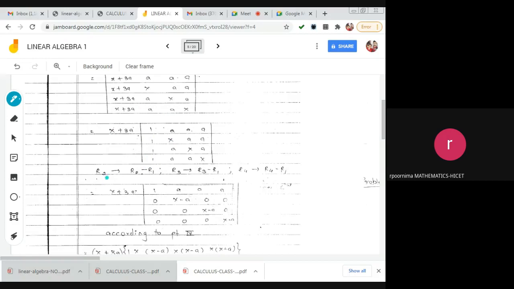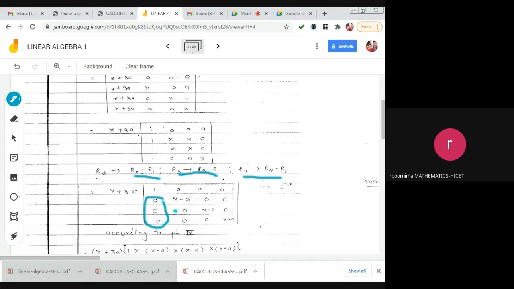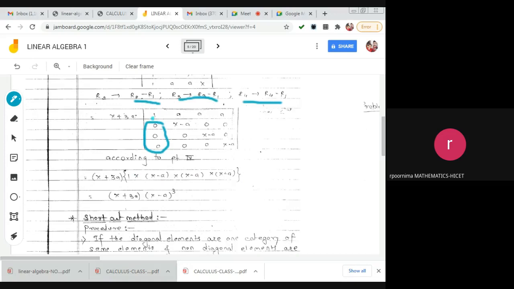Then you can apply the row operations. R2 goes to R2 minus R1. In a similar way, R3 goes to R3 minus R1. Then R4 goes to R4 minus R1. That is, you just make the elements in the first column 0. Okay, so you can expand with your first row term. So 1 into this 3 by 3 matrix.